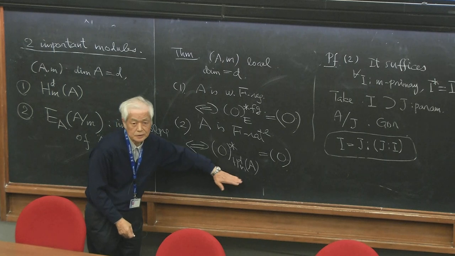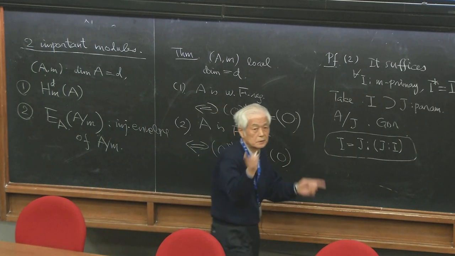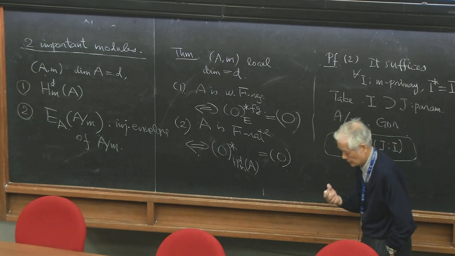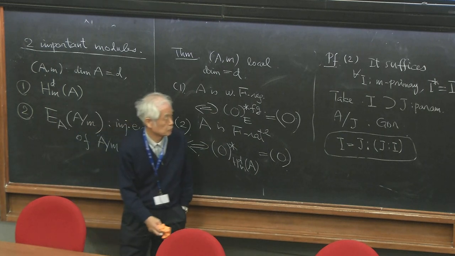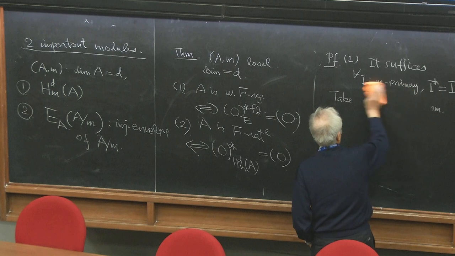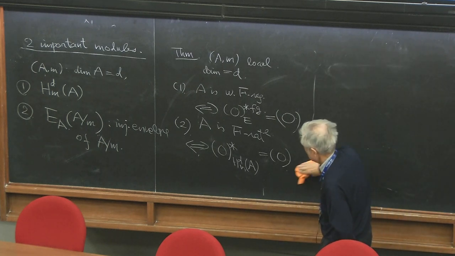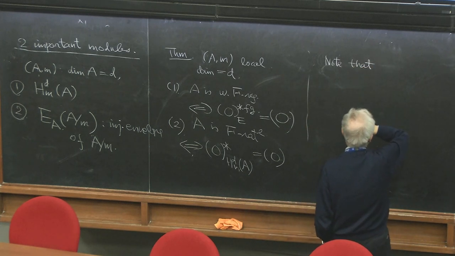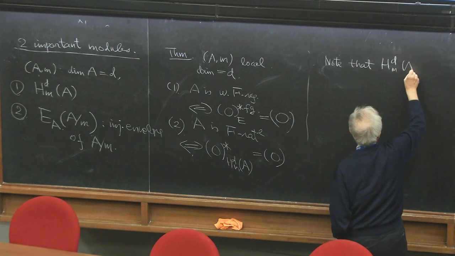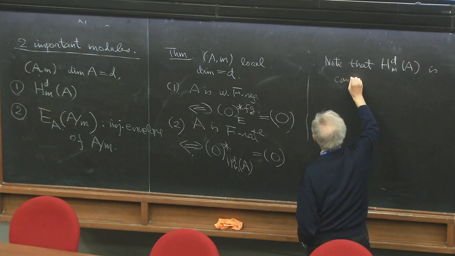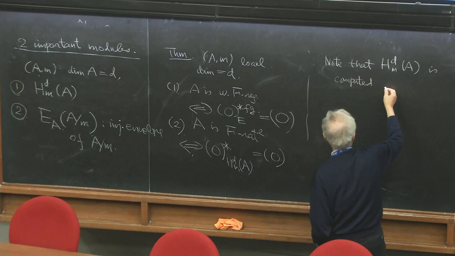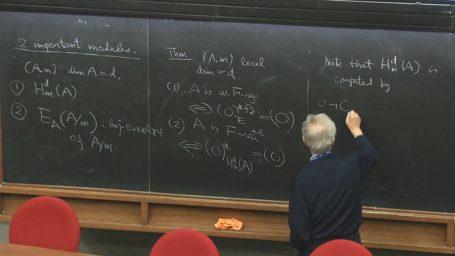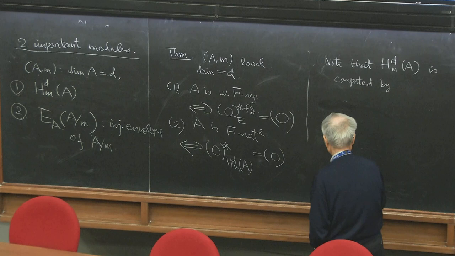In this case, of course, this is not a finitely generated module, but since this is a natural union of factor modules by parameter ideals, the local cohomology is computed by the Čech complex.